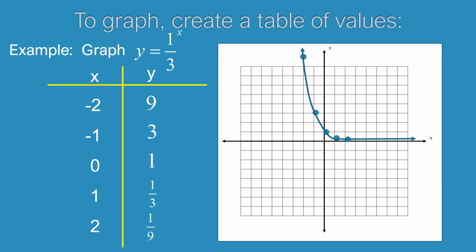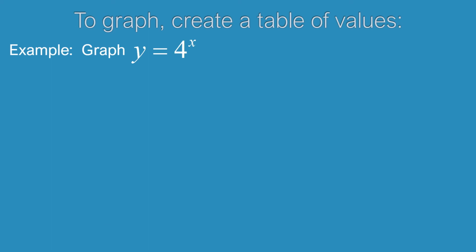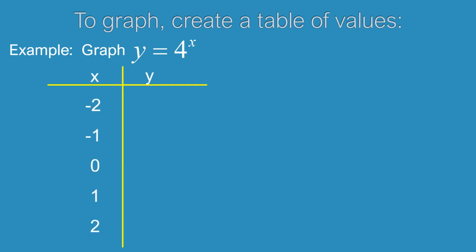Let's do a couple more just to make sure you get it. Let's graph y equals 4 to the x. Again, we're going to make an xy table. We're going to pick convenient values and we're going to plug them in. y equals 4 to the negative 2. Well, 4 squared is 16, but I have to flip it, so it'll be 1 over 16. 4 to the 1 power is 4, but I have to flip it, so it'll be 1/4. Anything to the 0 power is 1. 4 to the 1 is 4, and 4 squared will be 16.